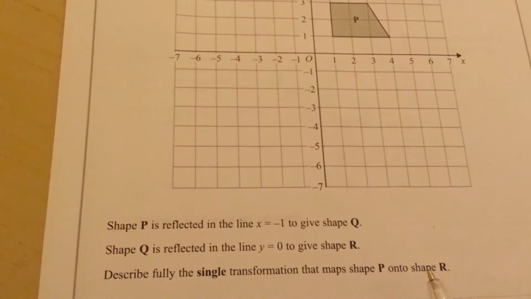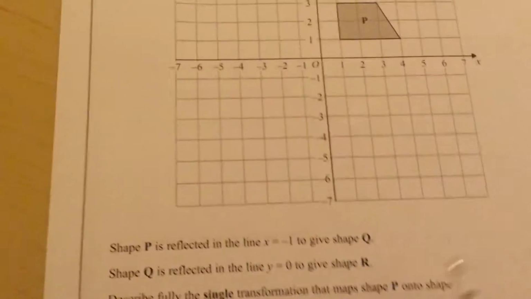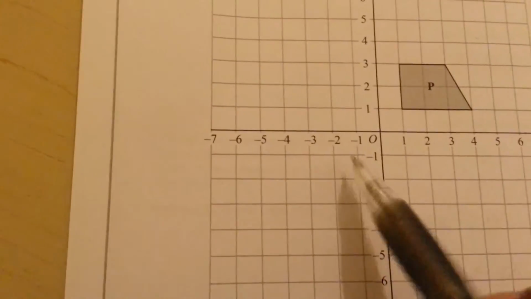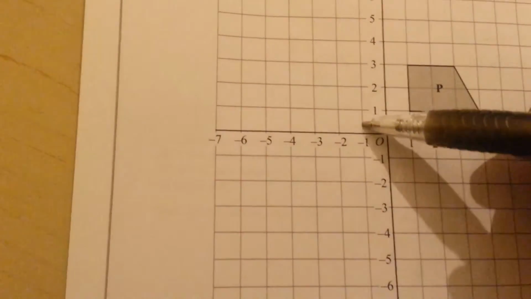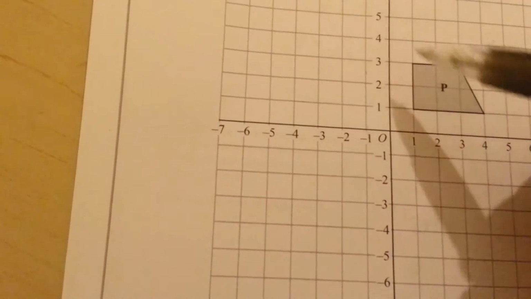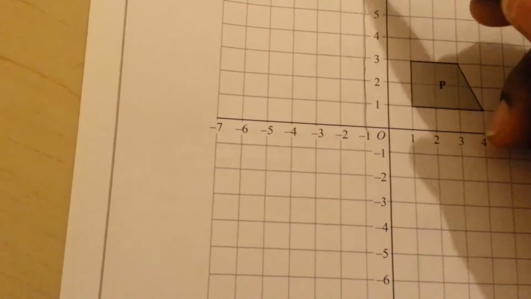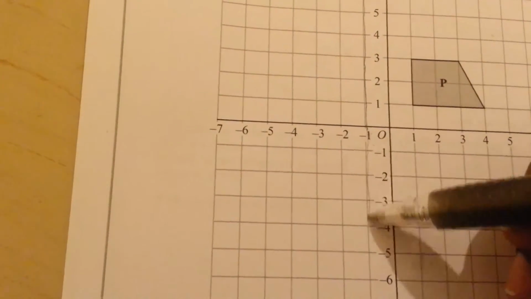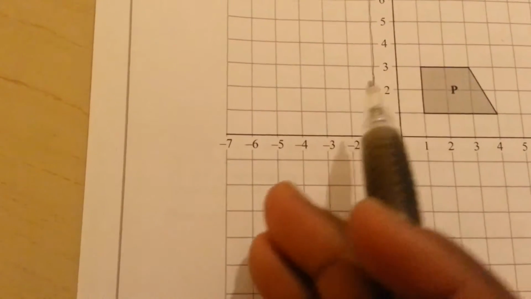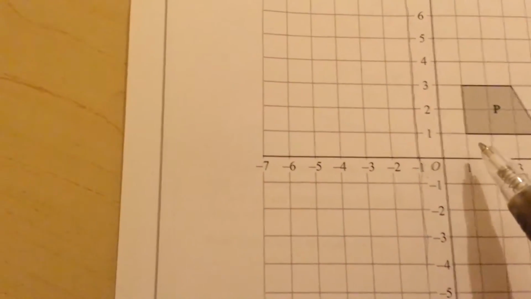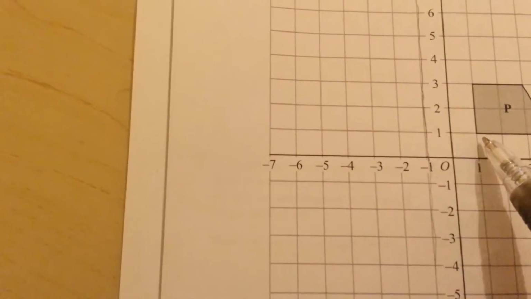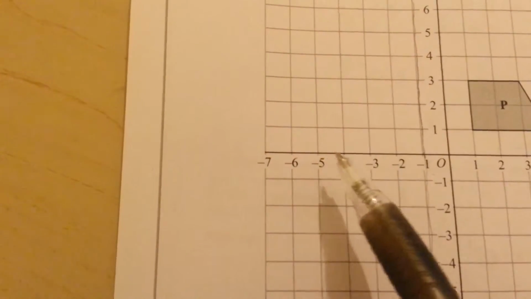We are told that shape P is reflected in the line x equal to -1. So we'll go to the value of x equal to -1, that's here. Along this whole line, shape P is reflected. Being reflected means it's just like keeping a mirror here. So whatever is on this side, you do it on the other side. So let's try and represent this point the same way as this side, but reflected.